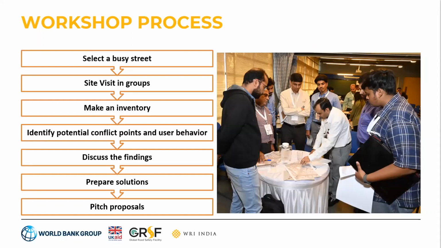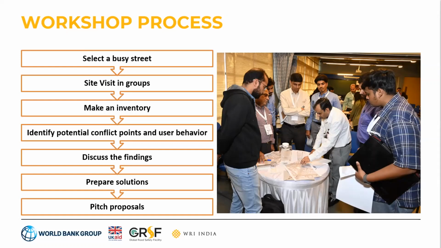The first step is to select a busy street or intersection within the TOD area. It is important that this location has a variety of road users and a complex set of road safety challenges. Moving on, randomly divide participants into a group of 6 to 8 individuals and visit the selected area. The participants then make an inventory of all the street elements and make a note of inadequate infrastructure from the perspective of pedestrian and non-motorized transport users that they feel is missing or underprovided. The participants are also asked to observe road user behavior and identify potential conflict points and situations.